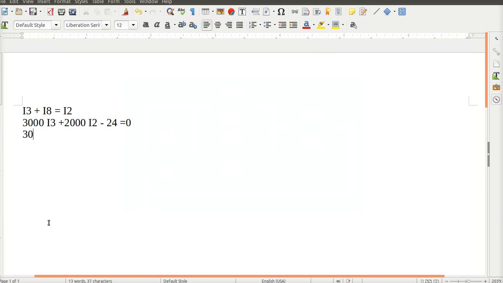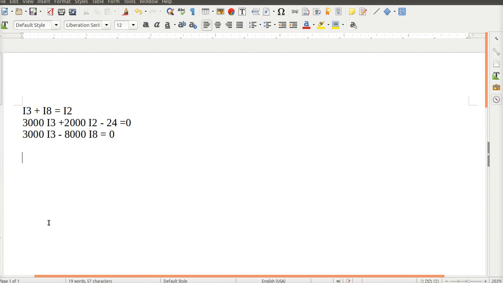So 3000 I3 minus 8000 I8. And all those voltages have to add up to 0. Okay? So those are three equations that come from three circuit analysis laws.